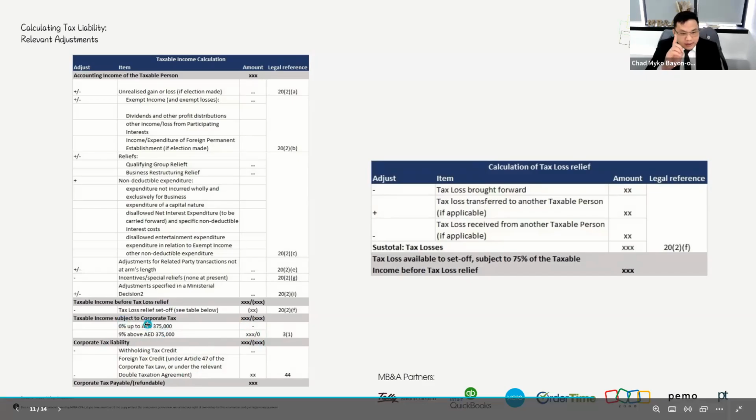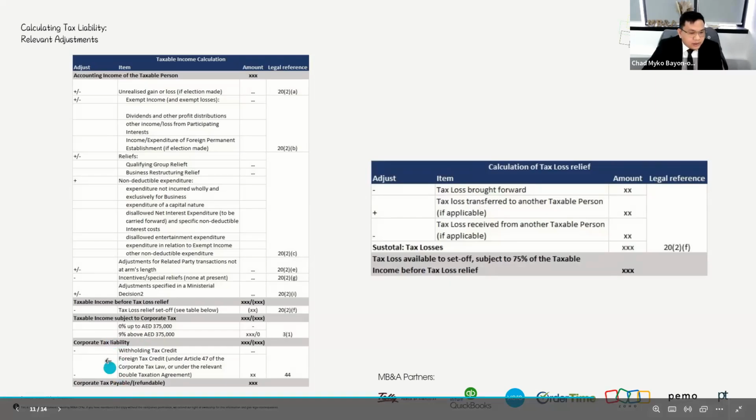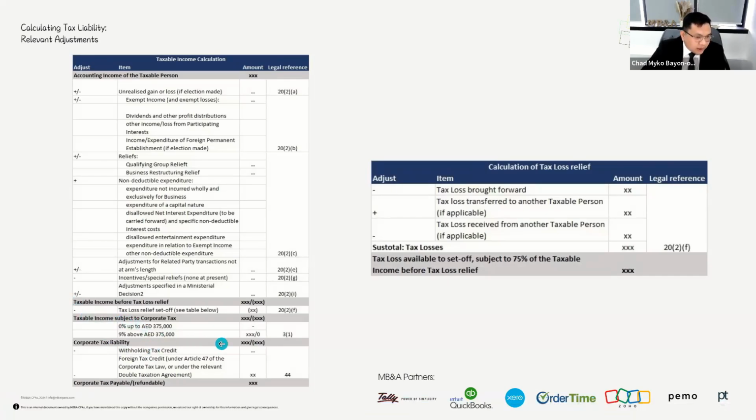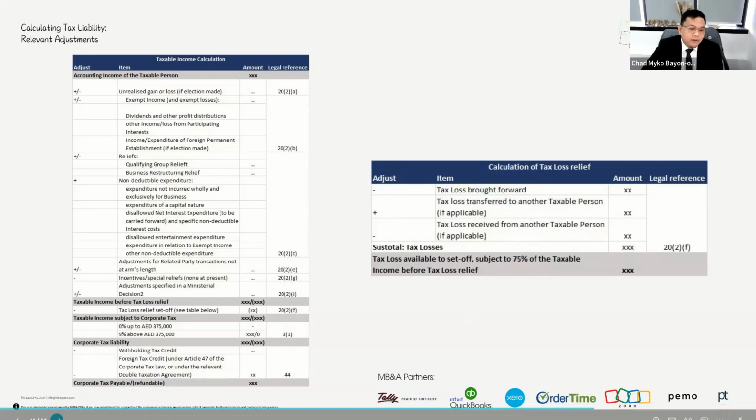Please take note: corporate tax liability and corporate tax payable are different. Corporate tax liability is based on your calculation of your taxable income subject to corporate tax. Your corporate tax payable will be affected by certain adjustments. So it doesn't mean that if we have already come up with the corporate tax liability, that will be your corporate tax payable. There might be some adjustments from our corporate tax liability to come up with our corporate tax payable. So this is the calculation as well for your corporate tax relief.